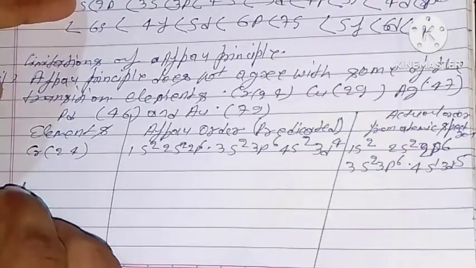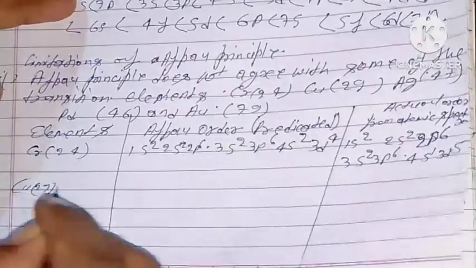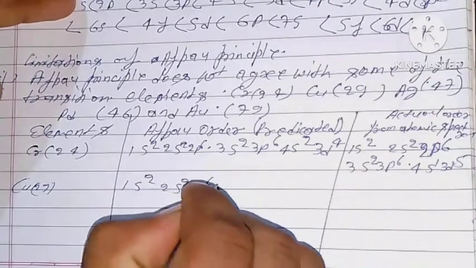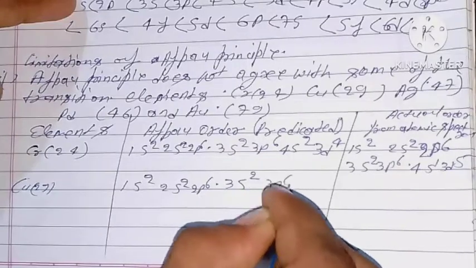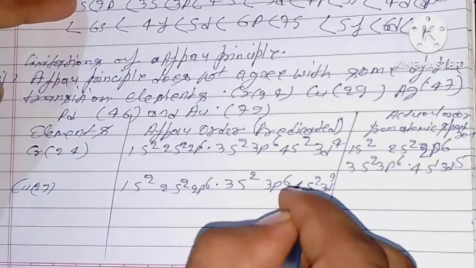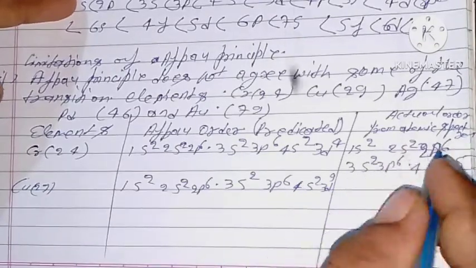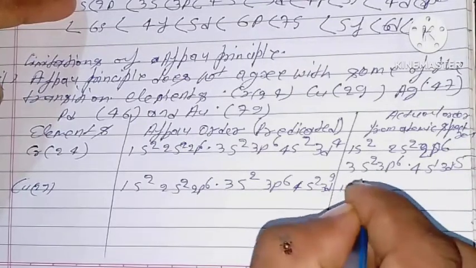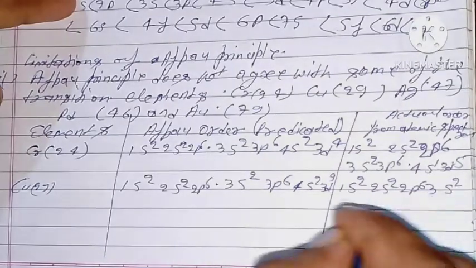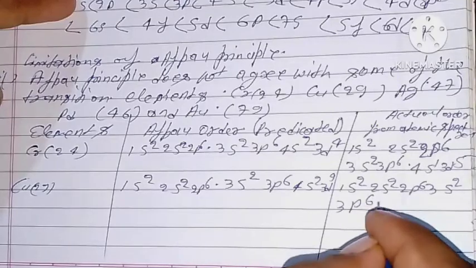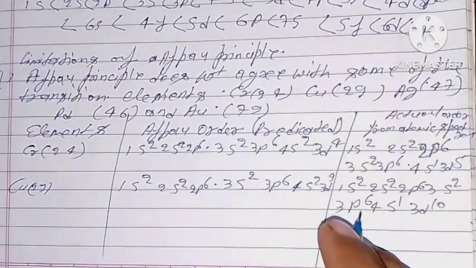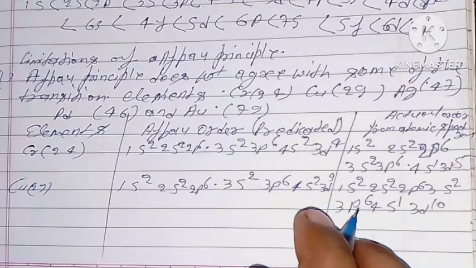And next is copper. Copper 29: 1s2, 2s2, 2p6, 3s2, 3p6, 4s2, 3d9. And the actual order from atomic spectra: 1s2, 2s2, 2p6, 3s2, 3p6, 4s1 and 3d10.